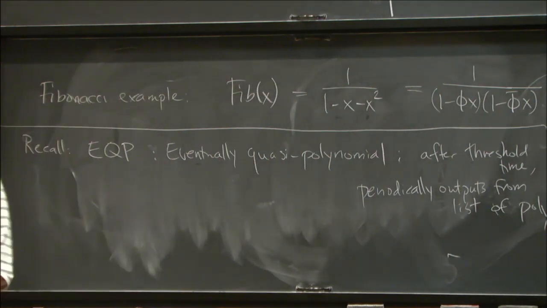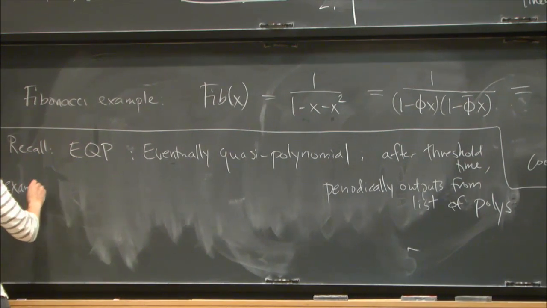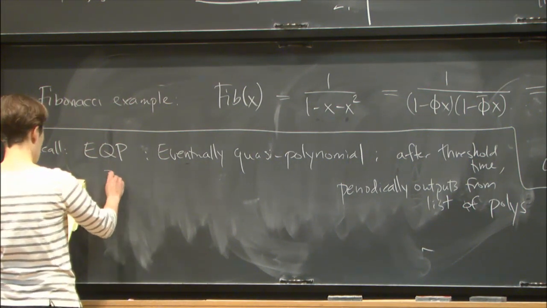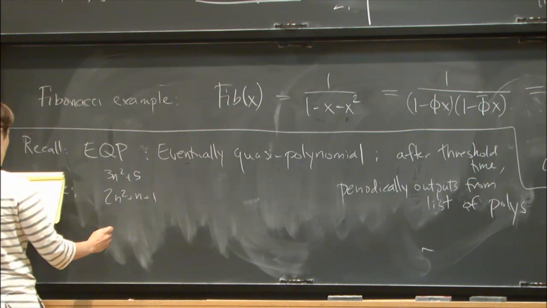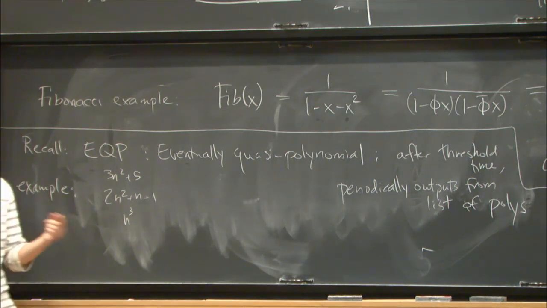Okay, and the example that I gave last time was a sequence that alternated between 3n squared plus 5, 2n squared plus n plus 1, and n cubed. And I bring that back up just to say there's another way I want you to be able to think about eventually quasi-polynomials, EQPs. Instead of thinking of them as cyclically matching from a list of polynomials, I can think of them as a single polynomial with cyclically oscillating coefficients, right?